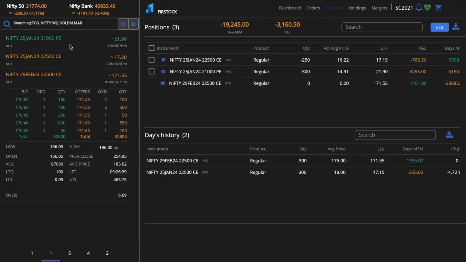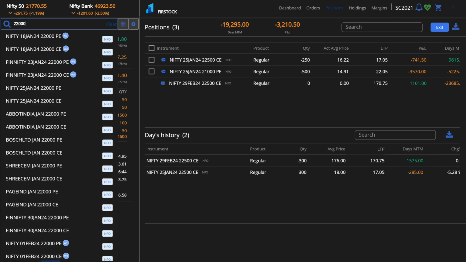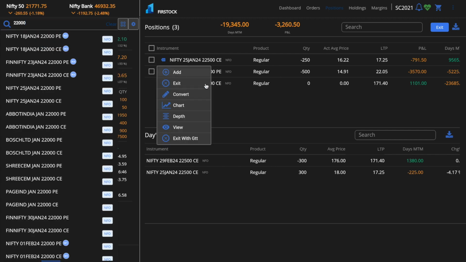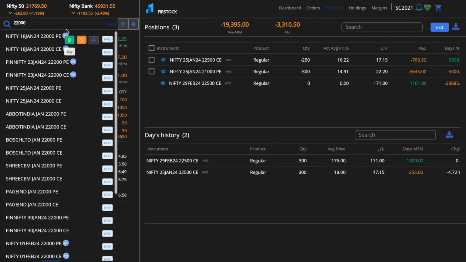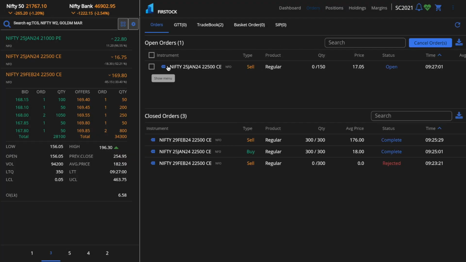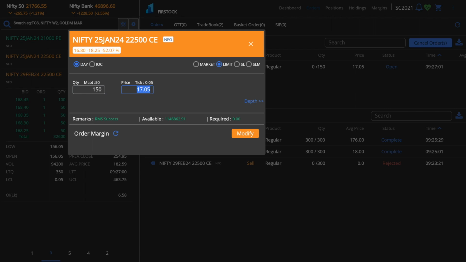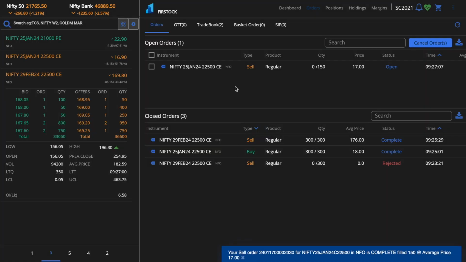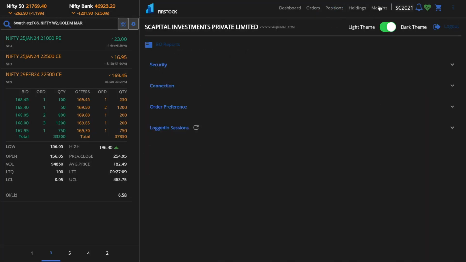Okay, now what we can do, we can add up 22,000 CE, and we can exit this 21,000 PE, because I see that the market will come down to 21,000. But I guess I think I can add to 22,000. We can add here, and let's see if we can add 150 lots. It would be great. Market limit and sell. Okay, modify it, sell it for 17, and yes, the market order is executed.